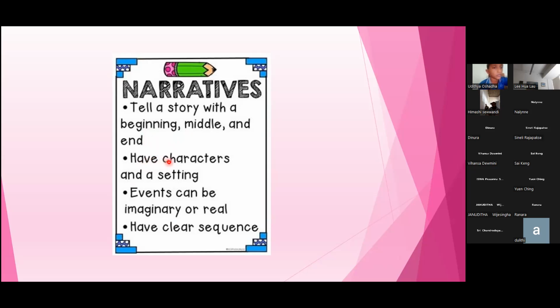All stories must have characters. All right? And a setting. Okay, so this is what we are going to learn today. Characters and setting. Without these 2, again, you don't have a story. Events of the story can be imaginary or real. So your story can be fiction or non-fiction, imaginary or real, something that you make up yourself or something that really happened and you want to share.